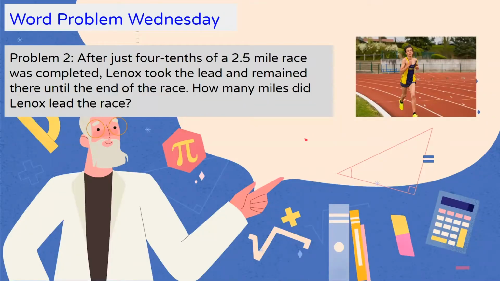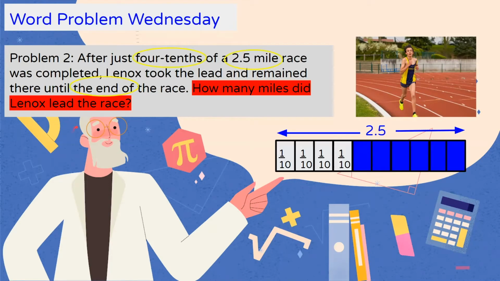Okay, let's look at our second problem. This is about a boy, Lenox, running a race. It says, after just 4 tenths of a 2.5 mile race was completed, Lenox took the lead and remained there until the end of the race. How many miles did Lenox lead the race? Okay, a lot of information in there, and we'll take a look at that when we move to the next part.